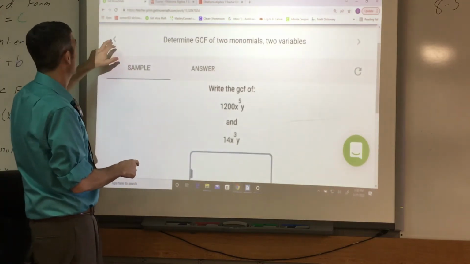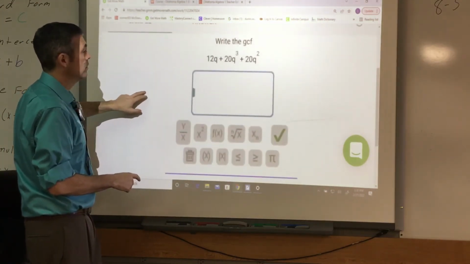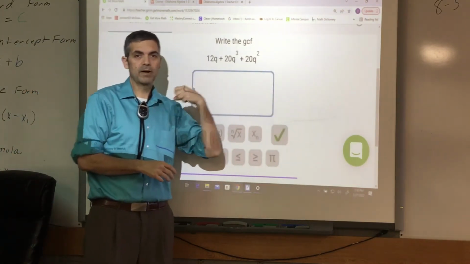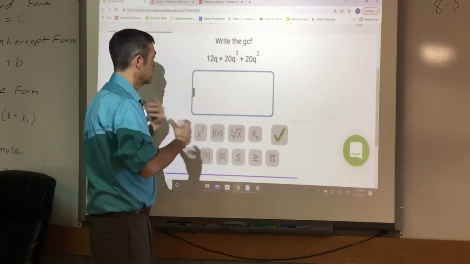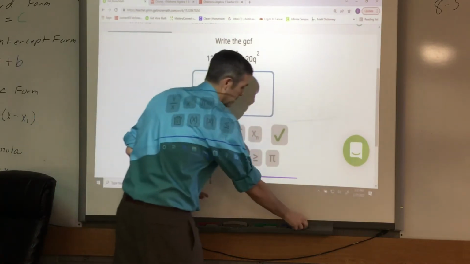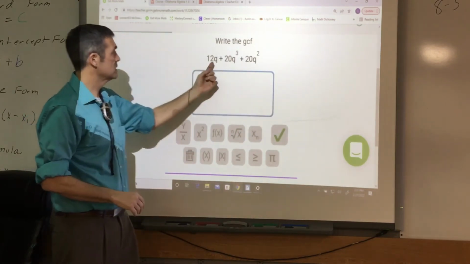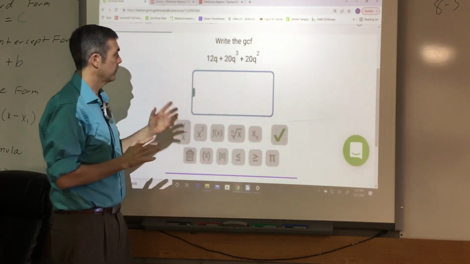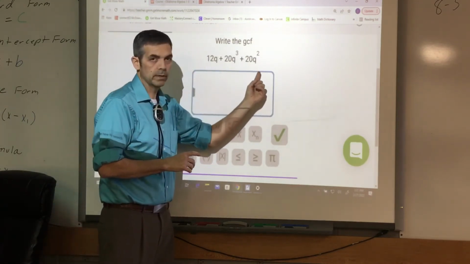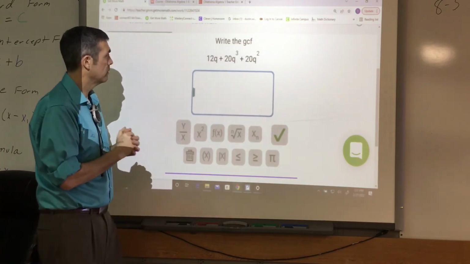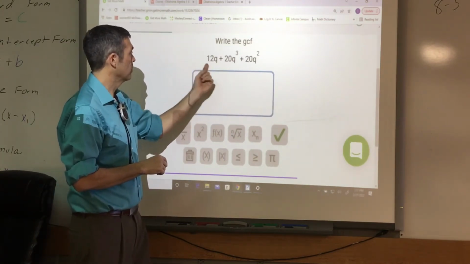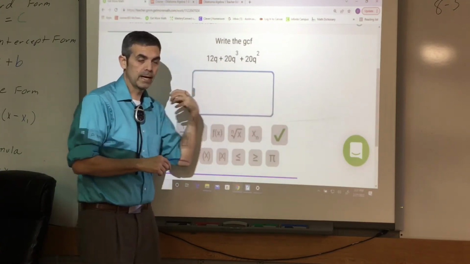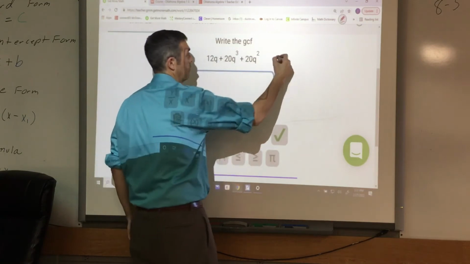All right? Now, the next thing is we have a trinomial here. And we want to pull out the greatest common factor out of that. Okay? So when we do this, we're going to look at it and say, what goes into each one of those terms? And we're going to take that out. Well, if you look, you got 12, 20, and 20. We can pull out, well, a 4. 4 times 3 gets us 12. 4 times 5 gets us 20. And we can pull that out. Okay? So we can pull 4 out.